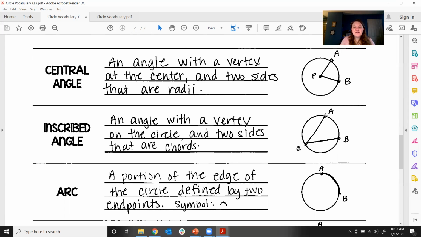An inscribed angle is another angle that's in a circle, but what's different is its vertex is actually on the circle. So notice the central angle's vertex was the center of the circle. An inscribed angle, its vertex is touching the circle. So it's an angle with a vertex on the circle, and the 2 sides of that angle are chords.